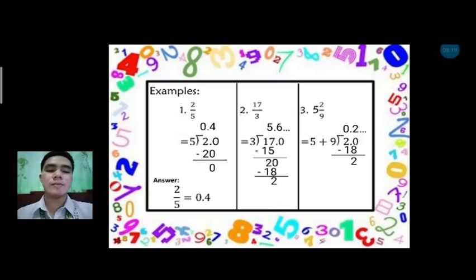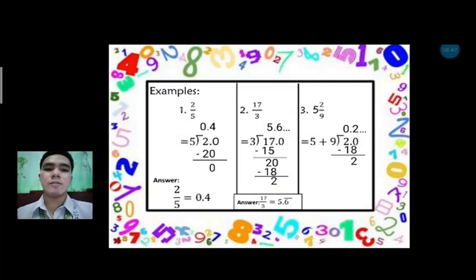So bring down 0, that is 20. Then 20 divided by 3 is 6, because 6 times 3 is 18. Now you subtract 20 minus 18, that is 2. Again, if you add another 0 here, that will become 20.